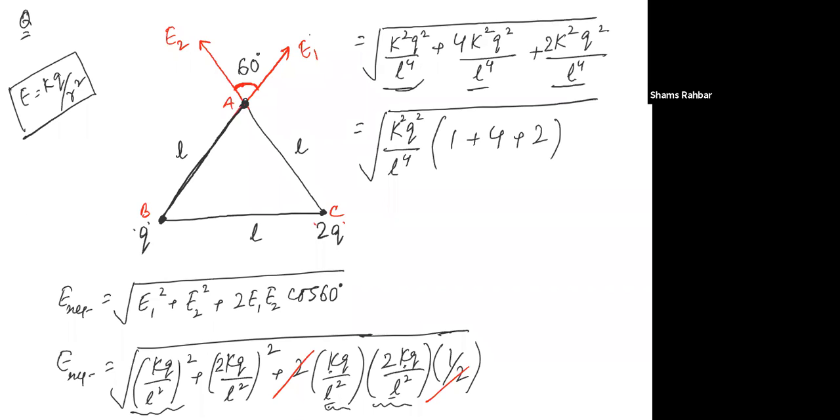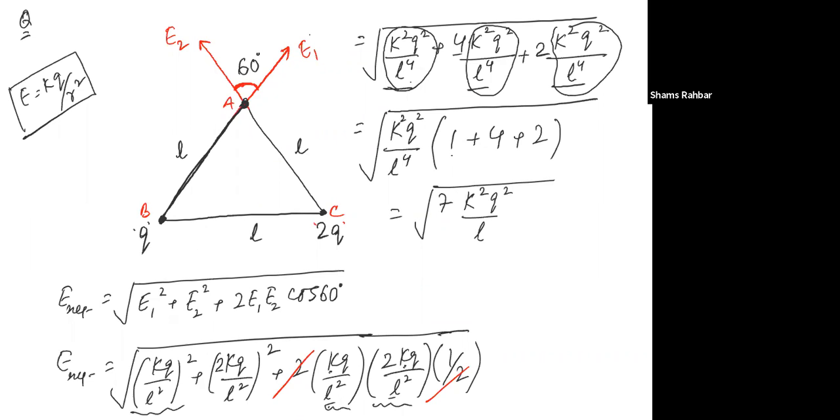If you take this common out from here, the only quantity that will be left is 1. From here, if you take this common portion out, the only quantity will be 4, and from here, if you take it out, the only quantity left will be 2. Okay, so if you solve this, it becomes under root of 7 K square Q square upon L to the power 4. Can I write this also as under root 7 KQ upon L square? Tell me yes or no. Yes, sir. This will be the value of net electric field.